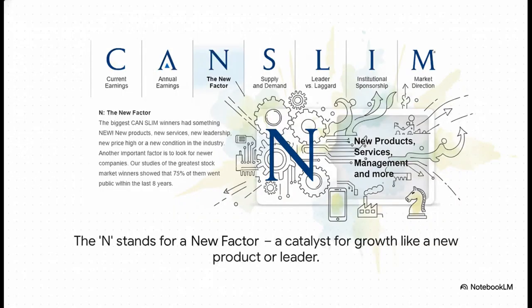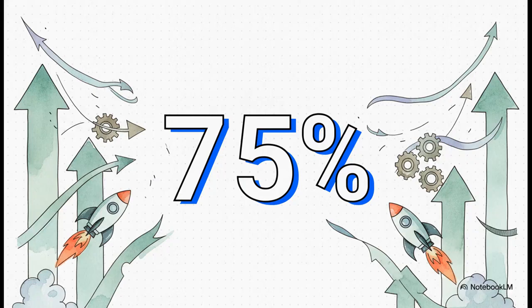All right, next up is N, which stands for new. And this one is so important. The biggest, most explosive stock market winners almost always have some kind of new catalyst lighting a fire under them. We're talking about a game-changing new product, a fresh management team with a new vision, or maybe even a new condition in their industry that gives them a huge advantage. And get this, the statistic is just staggering.